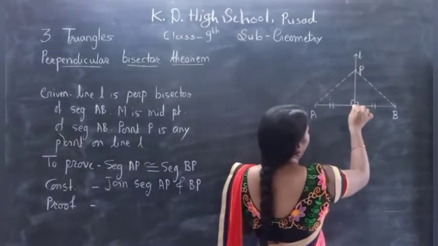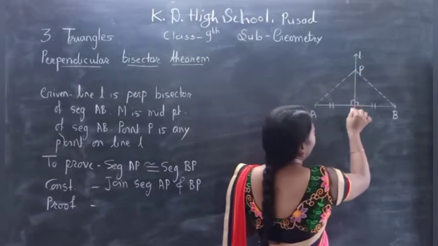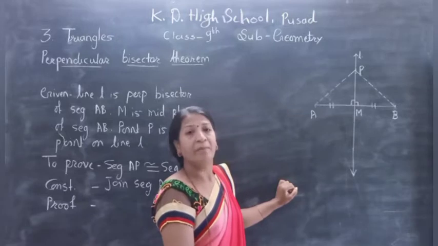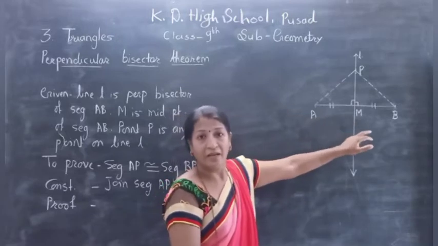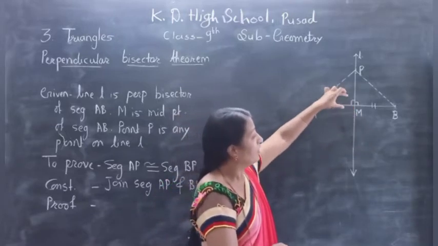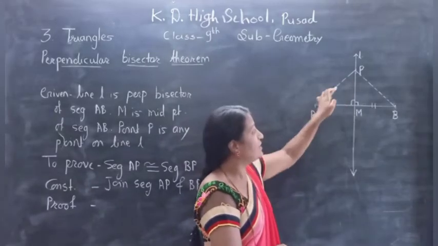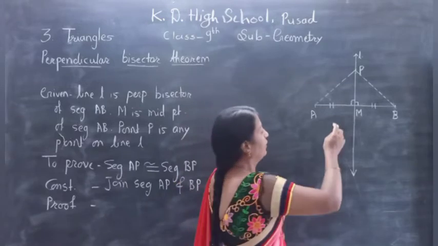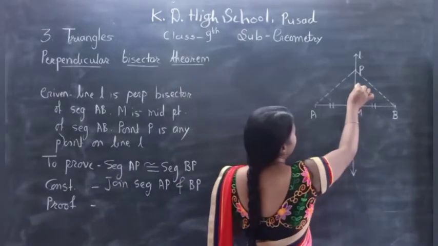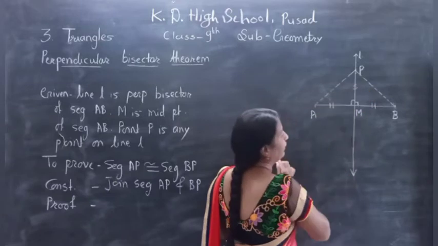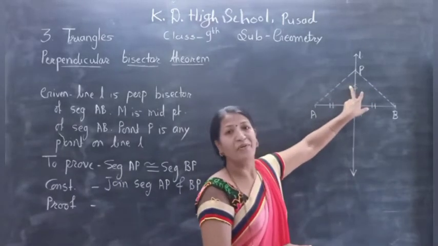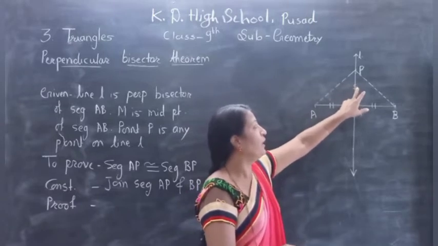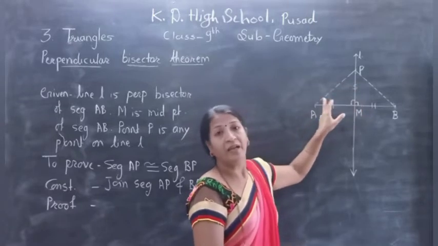Then angle PMA is congruent to angle PMB, each of 90 degrees, because line L is perpendicular to segment AB, and therefore angle PMA is equal to PMB is equal to 90 degrees. So that is our second statement. And segment PM is congruent to itself, that is the common side of both the triangles. Therefore these two triangles are congruent by SAS test.